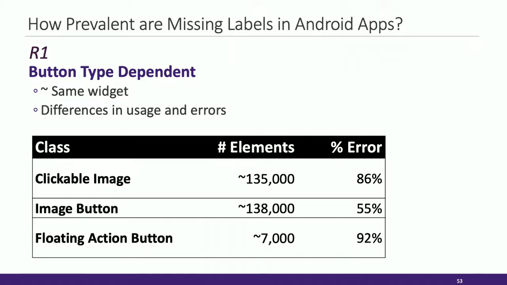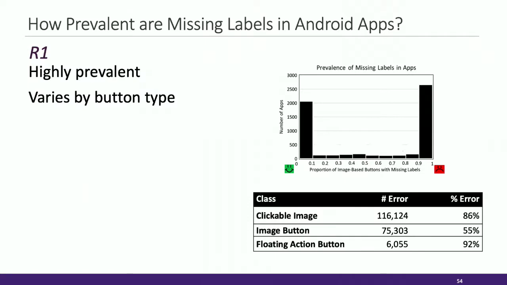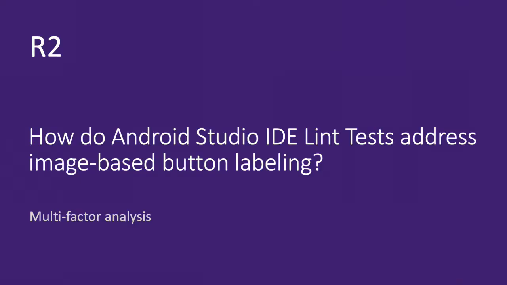So again, with this large-scale analysis, our big takeaway in answering that first research question was that missing labels in Android apps is still highly prevalent, and it varies by button type, which led us to the question of what are potential factors that might be influencing this at scale. Which brings us to our second research question, looking at the Android Studio IDE lint tests.